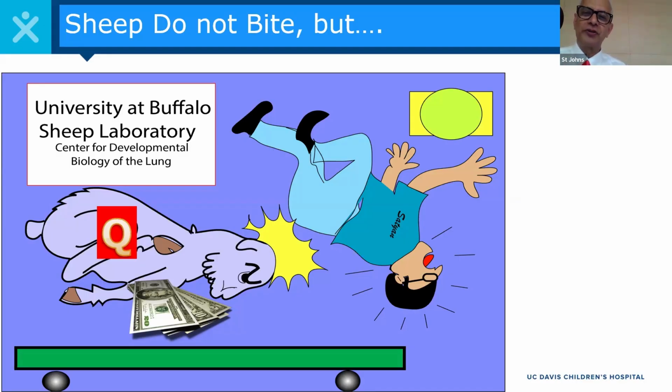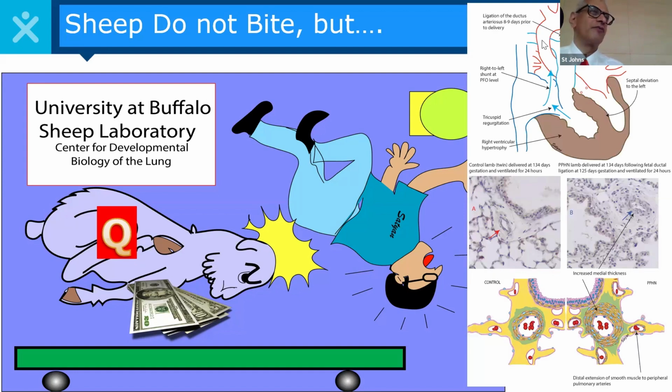So this is a model. What we do here is that we go and pull the fetus out and then tie off the ductus arteriosus and put the lamb back in the uterus. And when you put the lamb back in the uterus, this high pressure blood that was supposed to go through the ductus and go to the placenta stops going through the ductus and instead goes to the pulmonary artery and causes rip-roaring remodeling of the pulmonary arteries.